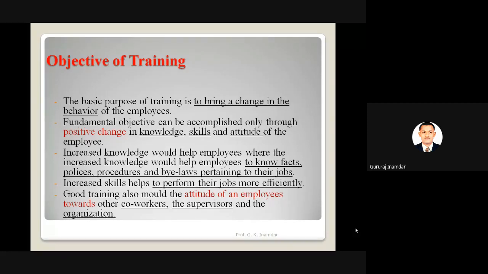So this is nothing but the fundamental objective, accomplished only through positive change. Whatever knowledge and skills you are gaining, according to that, the attitude of that employee should be changed, with only positive change.